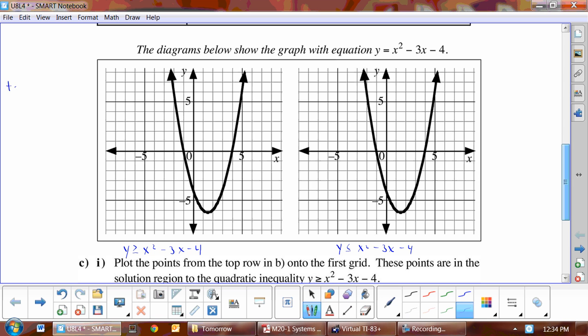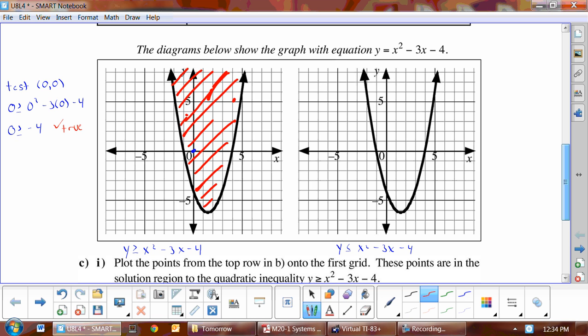I want to find a test point, and I'm going to use 0 and 0 because that makes our life nice and easy. 0 is greater than or equal to 0 squared minus 3 multiplied by 0 minus 4. We get 0 is greater than negative 4. So we say, awesome, this is true. So we know that our solution region is this part here, all the stuff on the inside.